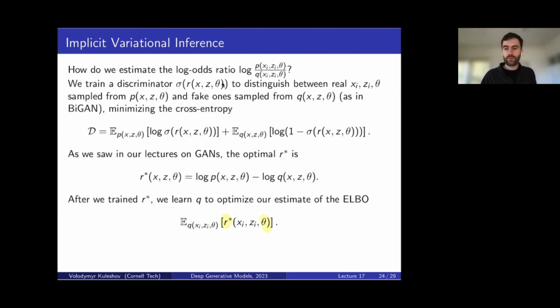I can plug R star into my ELBO, and now I can optimize R star over theta as opposed to optimizing the actual ELBO. So in a sense, this is like a GAN, right? I have a P and I have a Q. I can train my discriminator to get an estimate of the ratio, which gives me an estimate of the ELBO. And now that I have fixed the discriminator, I can take steps on P or Q.